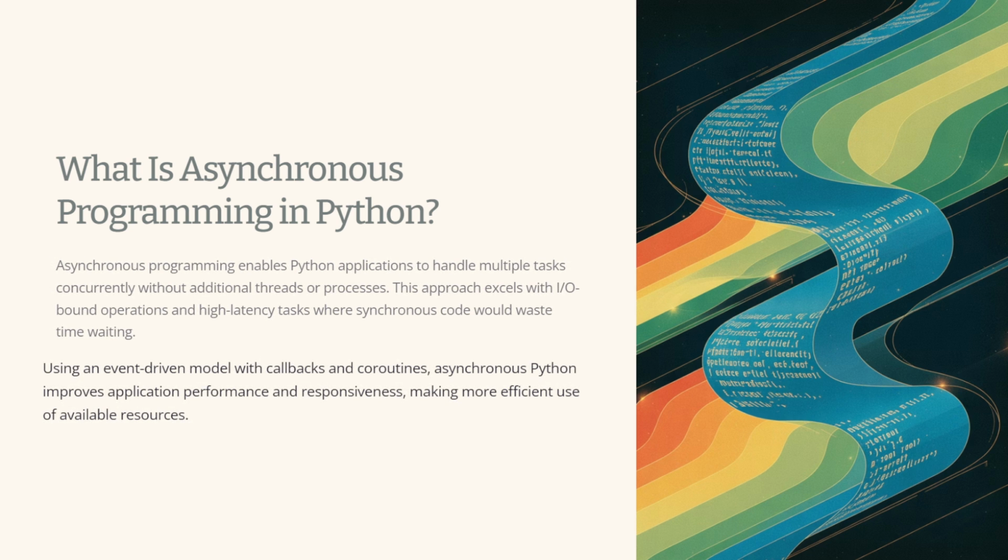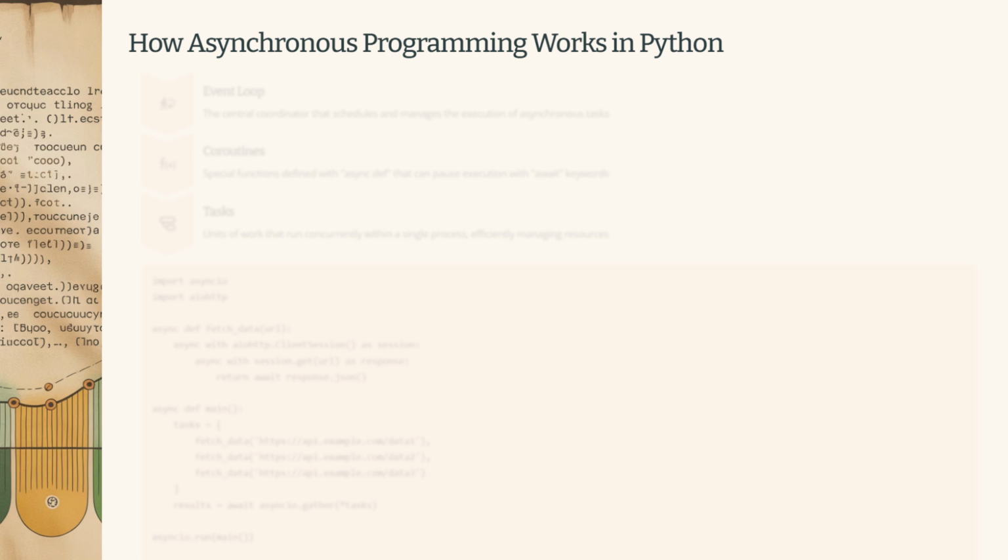Using an event-driven model with callbacks and coroutines, asynchronous Python improves application performance and responsiveness, making more efficient use of available resources. So how does asynchronous programming work in Python?